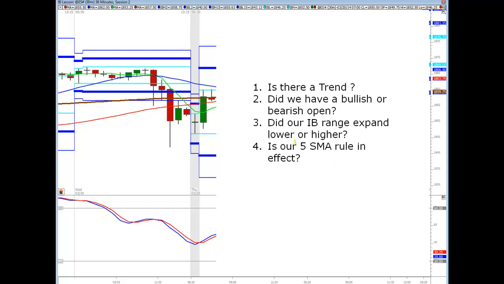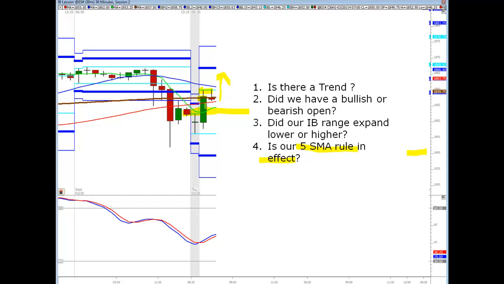Is our 5 simple moving average rule in effect? Reviewed this rule with you before. Whenever we get a close above or below the simple 5, here's the simple 5 right there, and we just closed above it, and then we get another candle that takes out the high of the prior candle, that is an indication that there is a high probability that prices will continue to move higher.